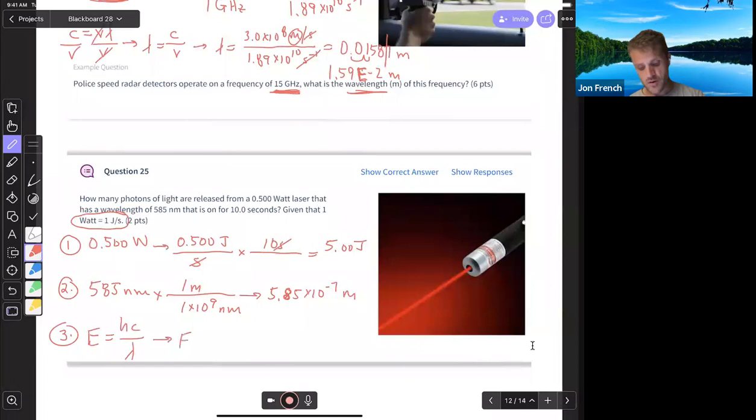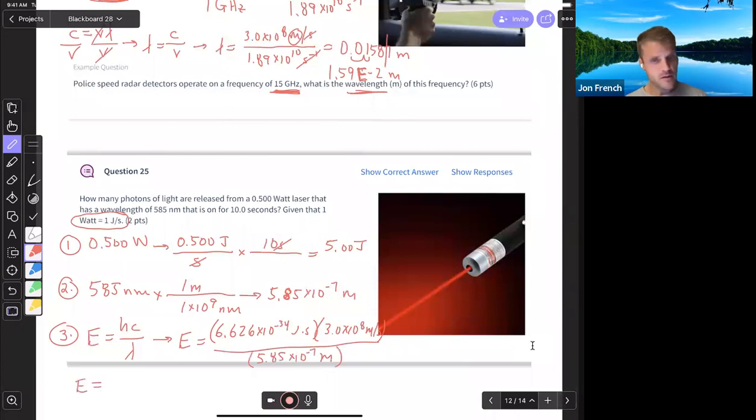So the energy for 1 photon equals Planck's constant 6.626 times 10 to the minus 34 joules times seconds, my speed of light, 3 times 10 to the 8 meters per second, all over my wavelength, 5.85 times 10 to the minus 7 meters. So I'm going to get the energy for that.